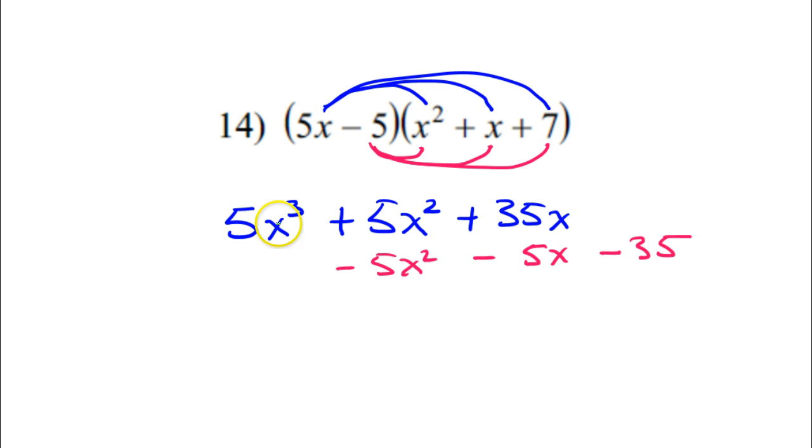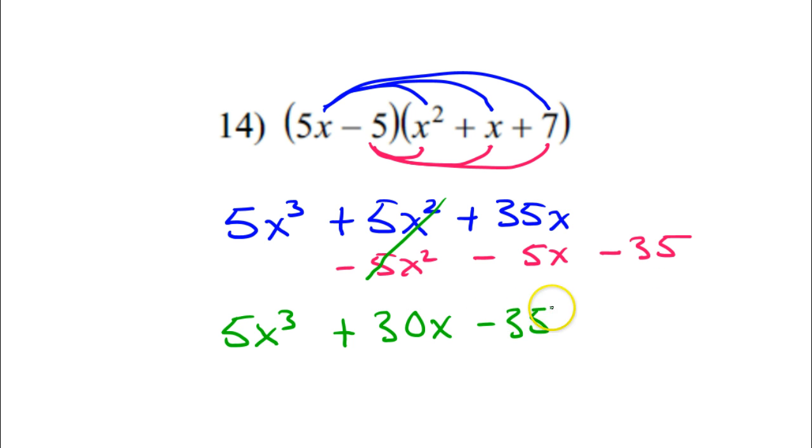Okay, so I'm combining any like terms, gives me 5x to the third power. These actually cancel each other out. 35x minus 5x is 30x. And then minus 35. So this would be your answer to number 14.